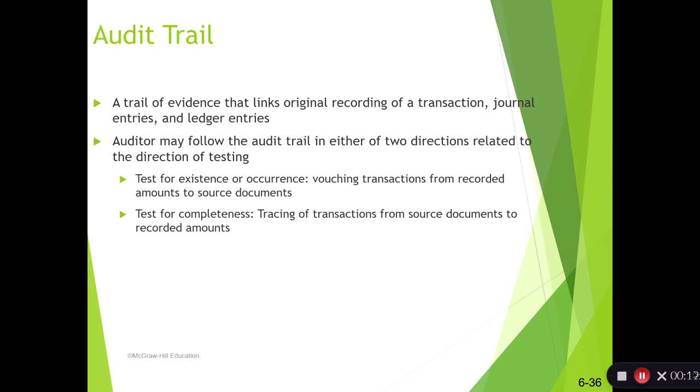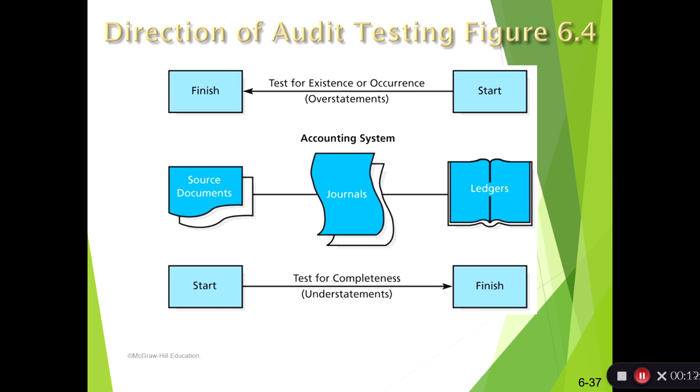And so we can go two different ways in terms of following the trail, and they impact two different assertions. I've mentioned how these two are connected before. That's existence and completeness. Okay, and so if you think about how the source documents go to journals and ledgers and ultimately to the financial statements, depending on where we start and where we go dictates which assertion we're testing.